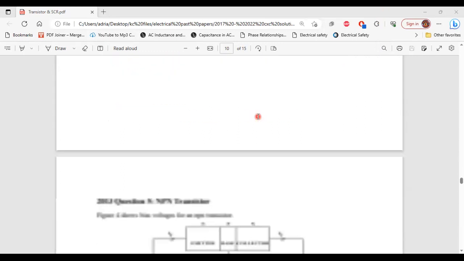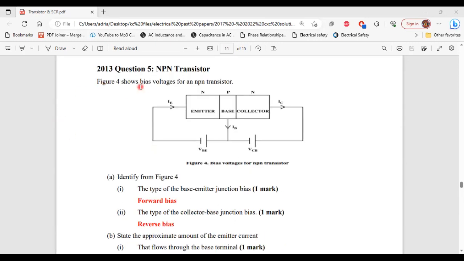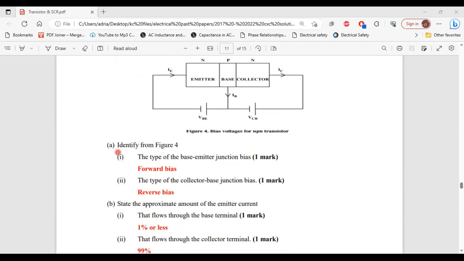All right, let's move on to the next question. So this is question 5 from the 2013 past paper. It says figure 4 shows bias voltages for an NPN transistor. Part A, it says identify from figure 4. Part 1, the type of base emitter junction bias. So that is forward bias. Part 2, the type of collector base junction bias. That is reverse bias. And that's it for part A.